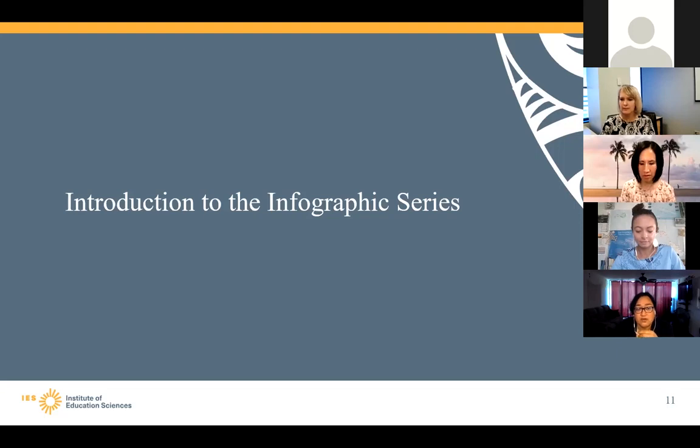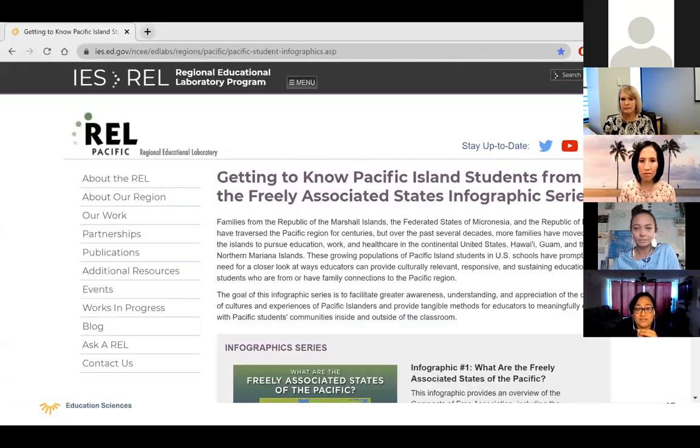So the overarching goal of this infographic series was to promote more awareness, more understanding, and appreciation of the diversity of cultures and experiences of Pacific Islanders, and also to provide some methods, tips, ideas for educators to meaningfully engage with Pacific students and their communities inside and outside of the classroom. So next, I'll give you an introduction of the infographic series.